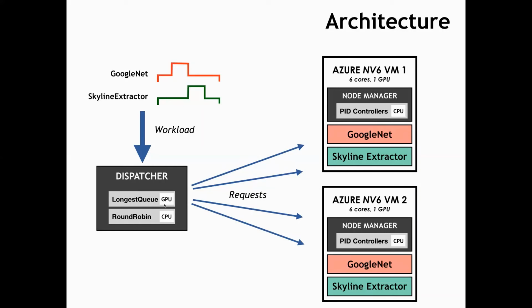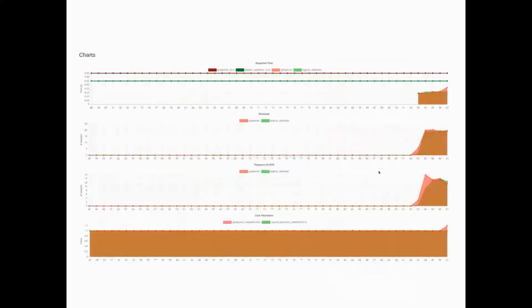For GPUs, we use a custom heuristic based on the longest queue algorithm. And for CPUs, we use a simpler round-robin policy. Distributedly, we have PID controllers deployed on each machine. In particular, we have one PID controller for each application deployed. So in this case, we will have two PID controllers for each machine, one for GoogleNet and one for Skyline Extractor. So let me run the experiment.